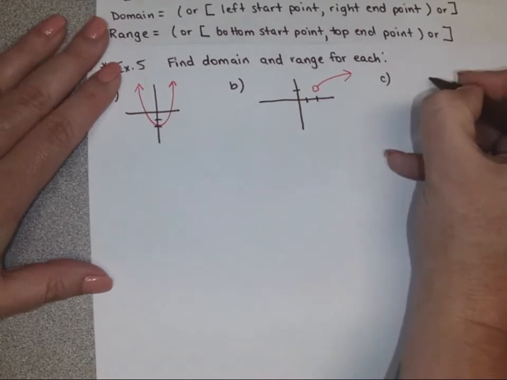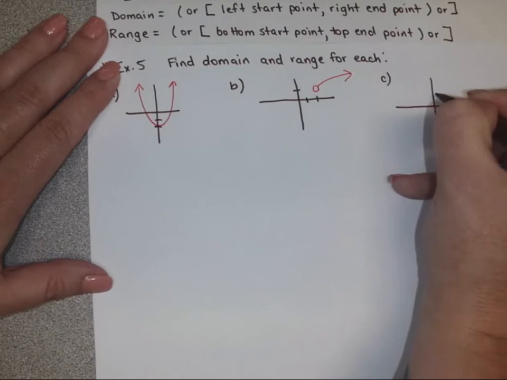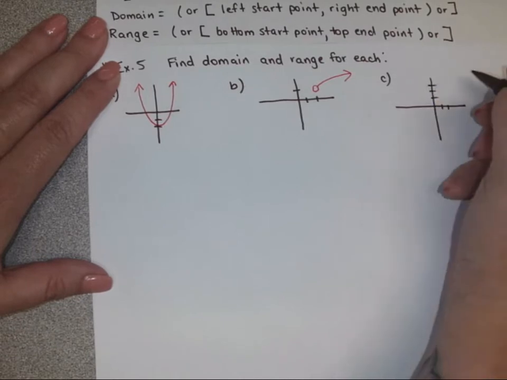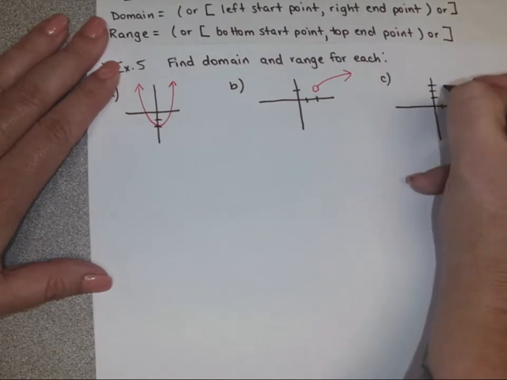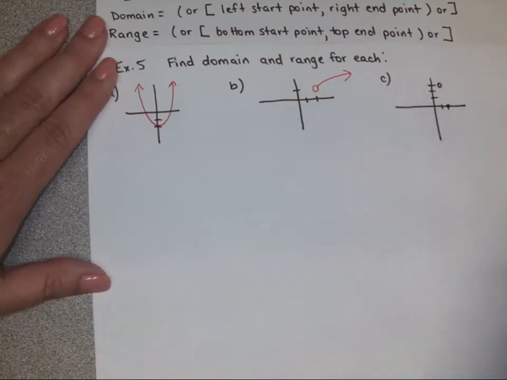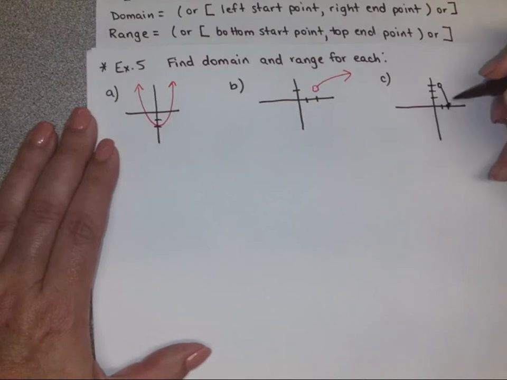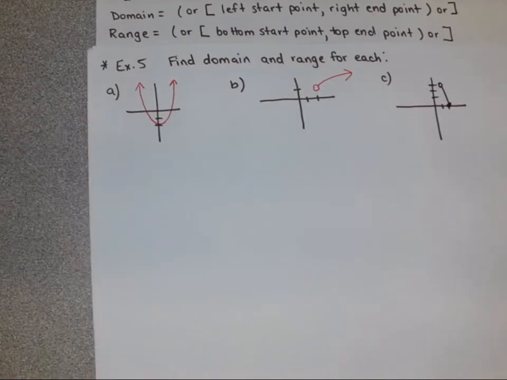And then for the final graph, I want you to make an open circle at (1, 3), and then a closed circle at (2, 0), and connect them with a little segment there. So it's easiest if you draw the points first and connect them so that you've got things in the right spot.